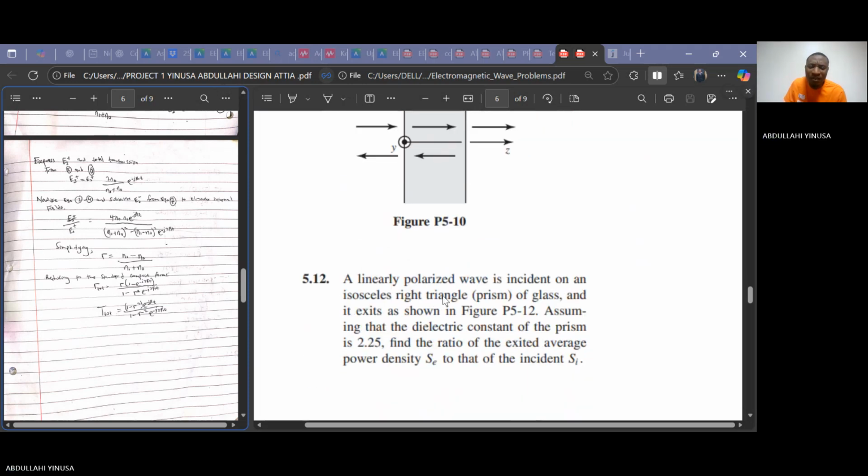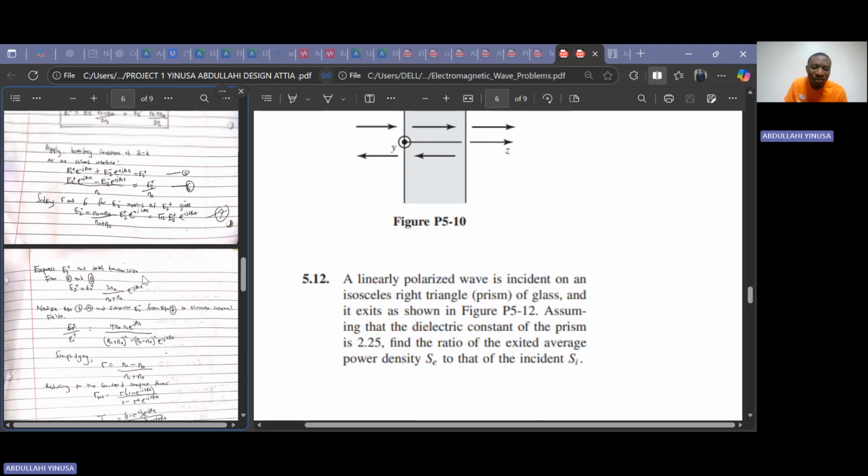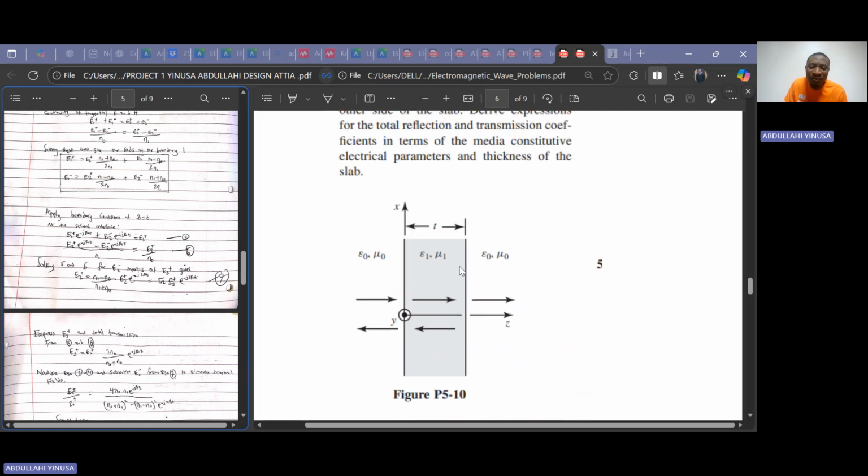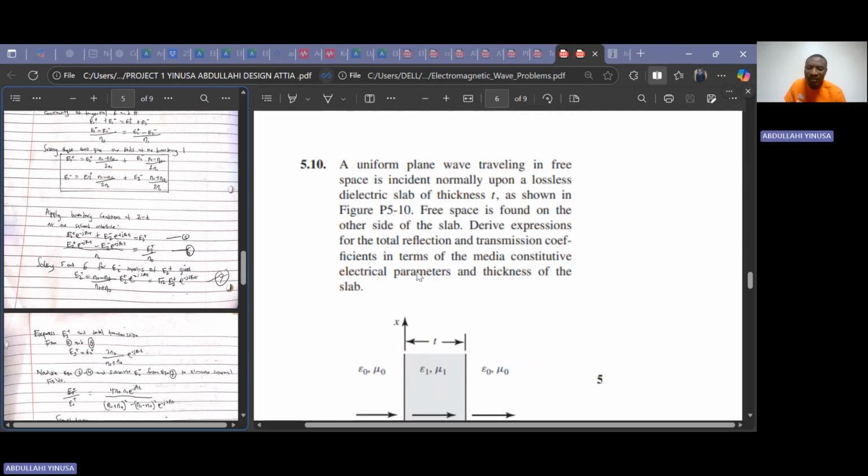So that's how we arrive at the derivation of them. And don't forget that I left all my answers in terms of the constitutive parameters. I did not put 377 as our eta naught. I did not put 1 over 36 pi times 10 to the power minus 9 as our epsilon naught. I did not put 4 pi times 10 to the power minus 7 as our mu naught, right? So that's what the question asks us to find.